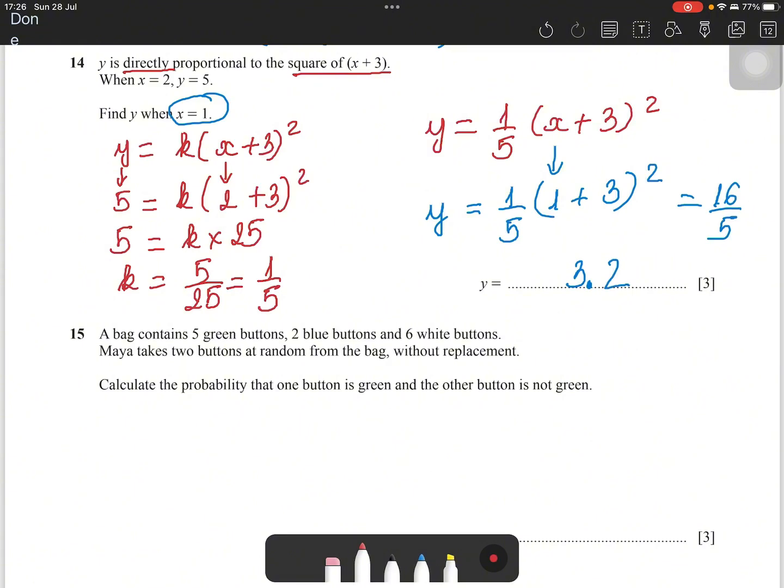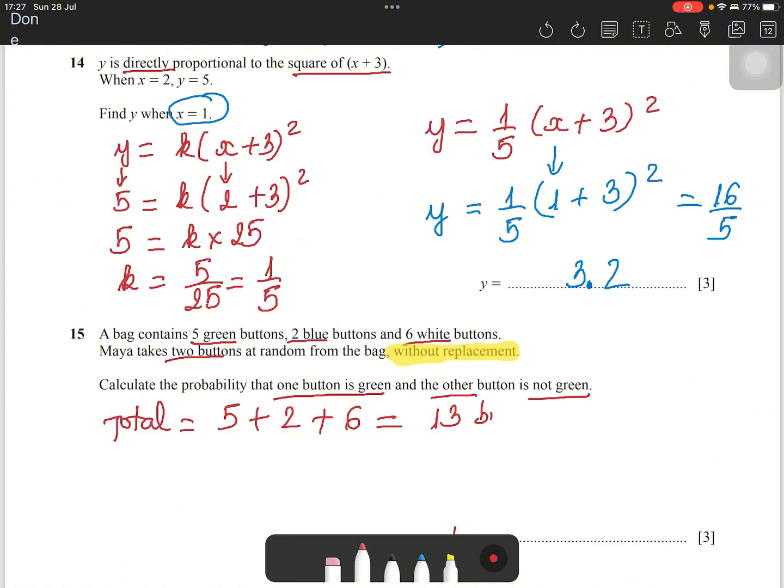A bag contains 5 green buttons, 2 blue buttons, and 6 white buttons. Maya takes 2 buttons at random from the bag without replacement. This is very important. Without replacement. Calculate the probability that one button is green and the other is not green. So first we need to know the total number of buttons is 5 plus 2 plus 6 equals 13 buttons. We have 13 buttons in total.